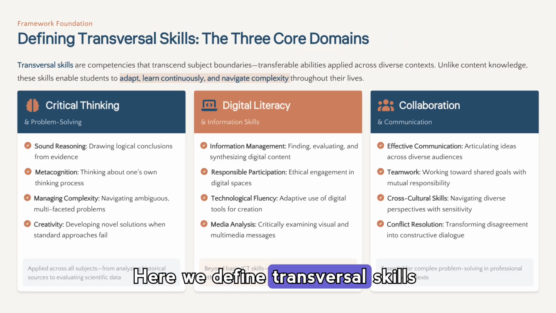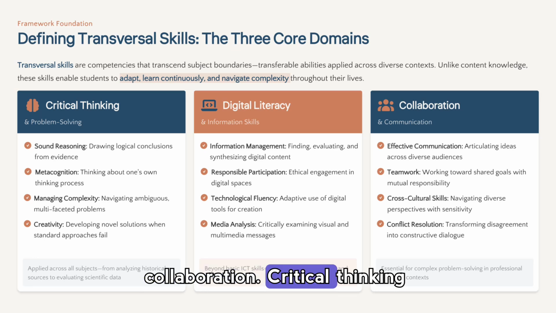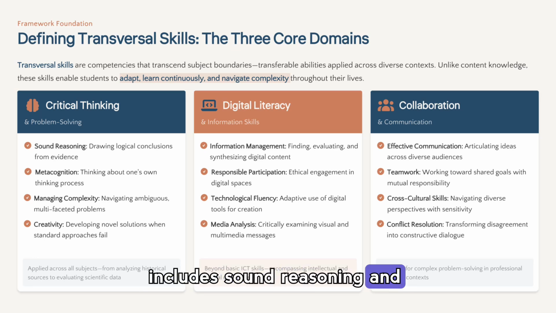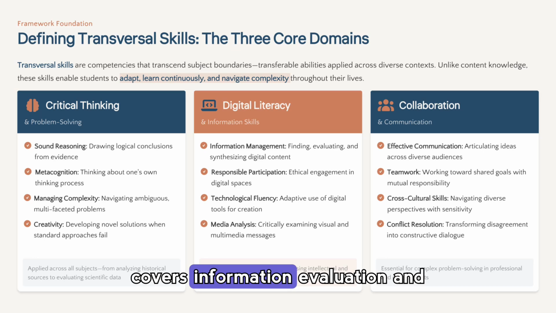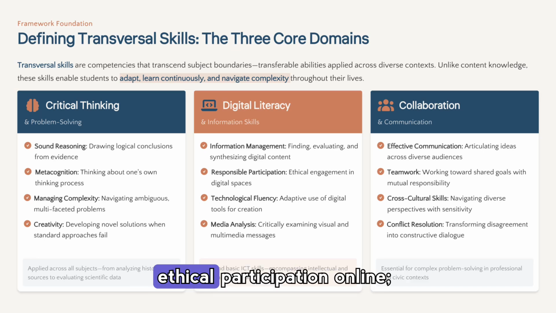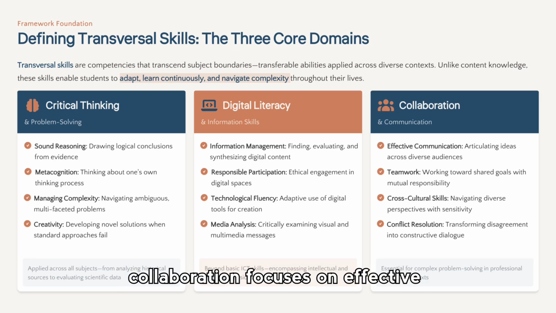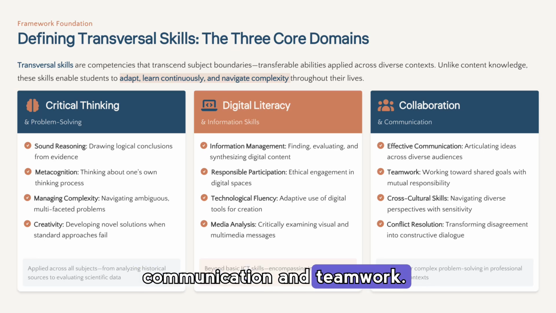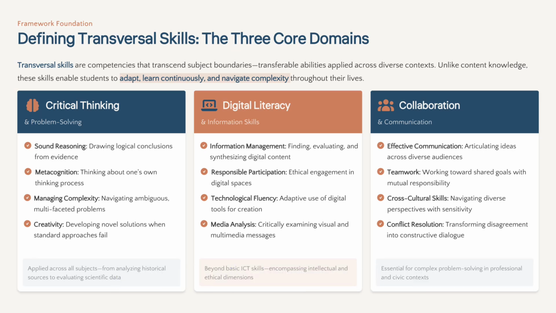Here we define transversal skills across three core domains: critical thinking, digital literacy, and collaboration. Critical thinking includes sound reasoning and managing complexity. Digital literacy covers information, evaluation, and ethical participation online. Collaboration focuses on effective communication and teamwork. These domains are intentionally transferable, helping students apply skills across subjects and real-world tasks.